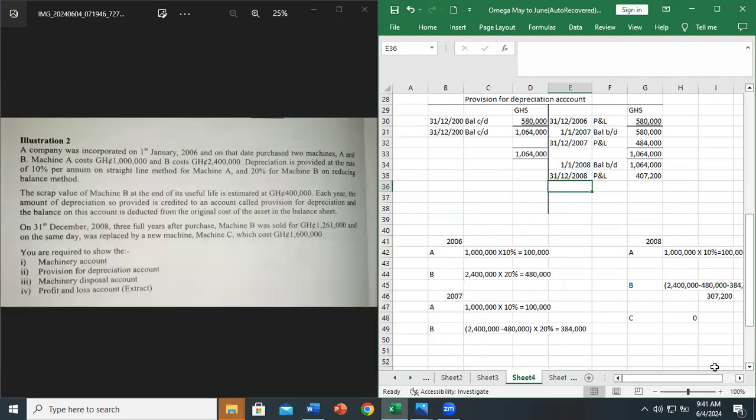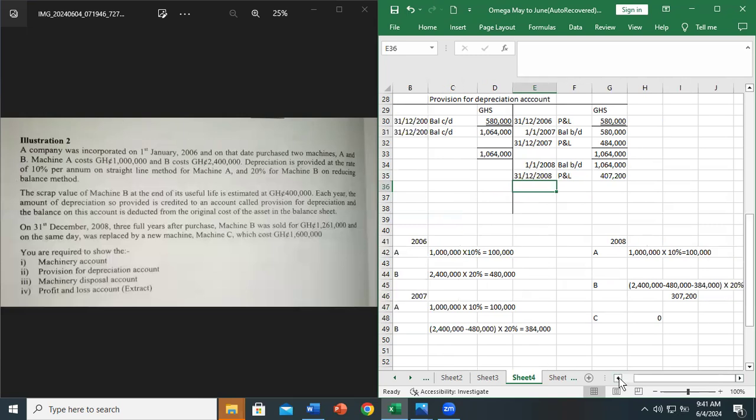So let's get the accumulated depreciation on asset B. I think the accumulated depreciation for asset B is equal to, the first year we charged 480,000 plus the second year 384,000 plus the third year 307,200, giving us a total of 1,171,200. So this is the accumulated depreciation.